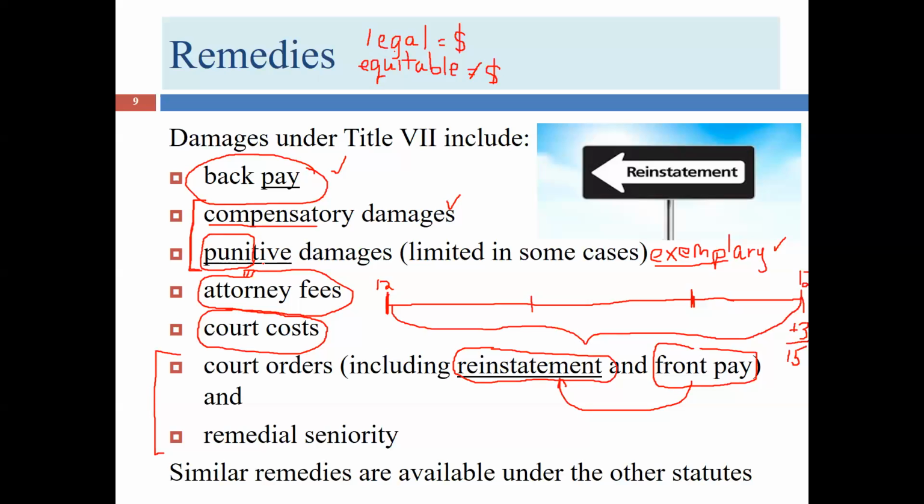The first, of course, is that plaintiffs were able to recover more money. And so this caused defendants to look upon these cases in a different way.